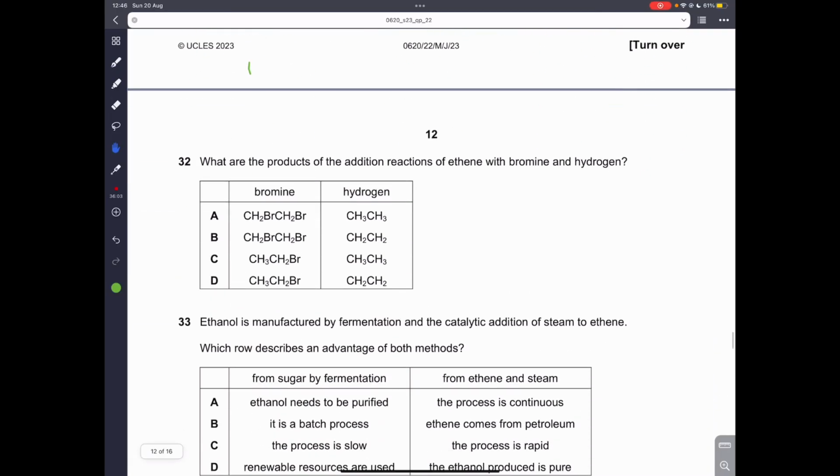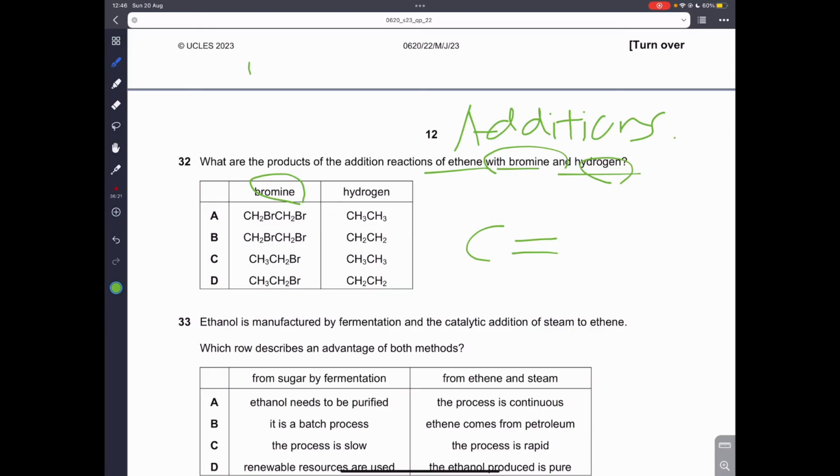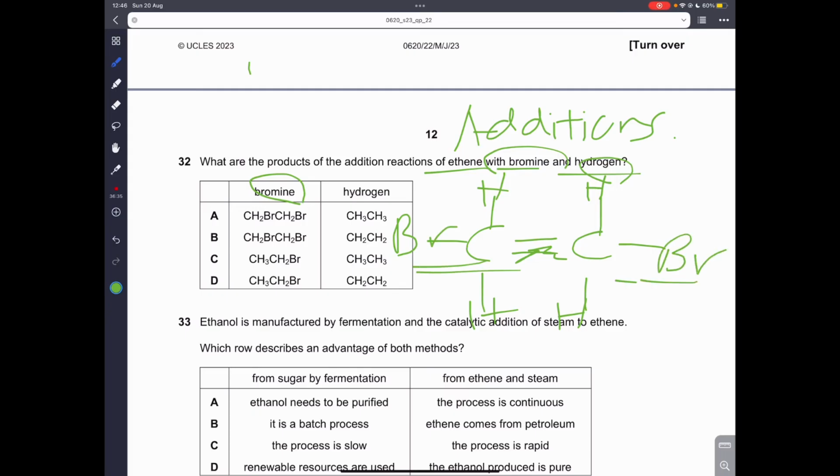Question 32. What are the products of the addition reactions of ethene with bromine and hydrogen? Well, this is basically the addition reaction of alkenes. For bromine, it is going to form like this. The double bond is going to be broken and open on each side, and the bromine atom is going to get joined with the hydrocarbon.